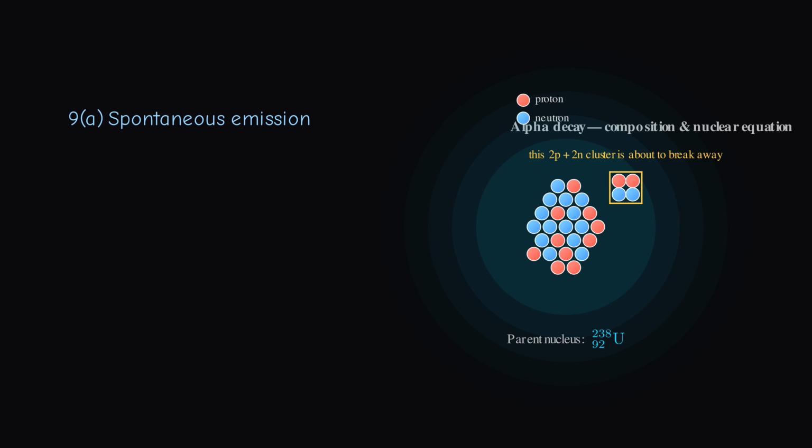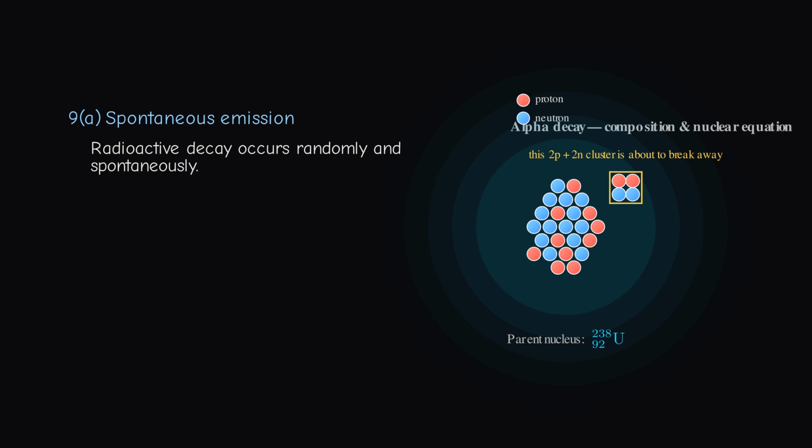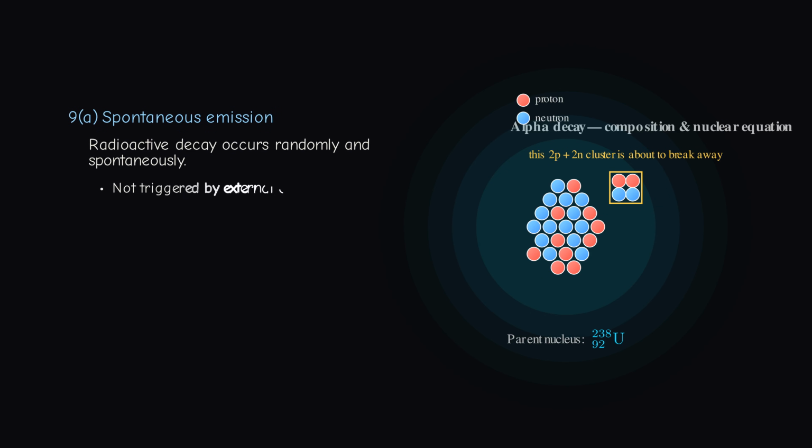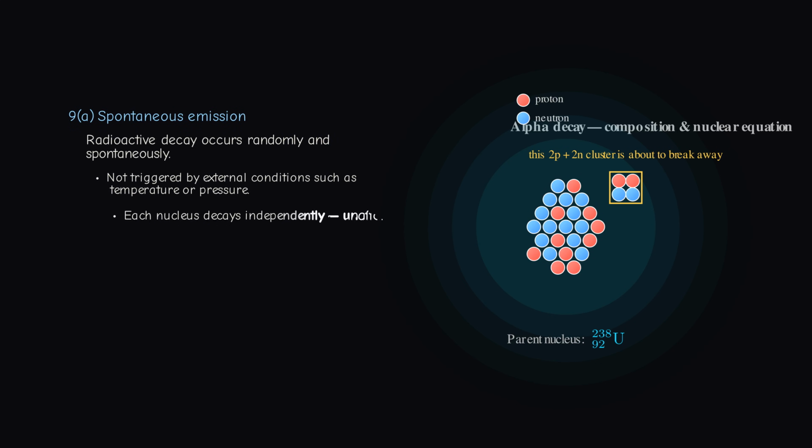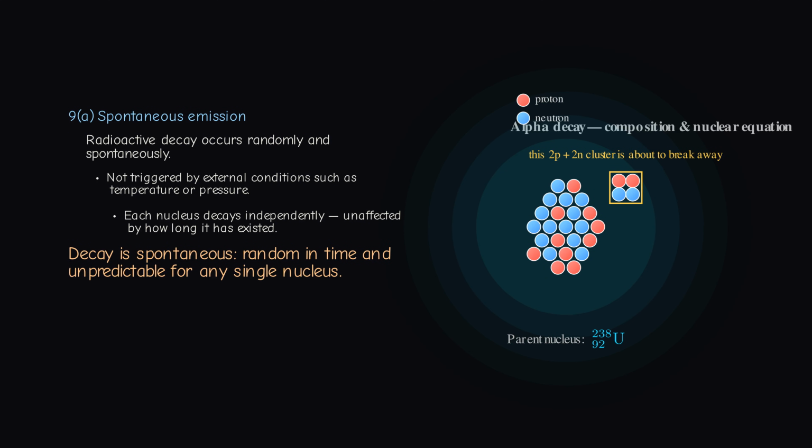9a. Spontaneous emission. Radioactive decay occurs randomly and spontaneously. It is not triggered by external conditions such as temperature or pressure. Each nucleus decays independently, unaffected by how long it has existed. Decay is spontaneous, random in time and unpredictable for any single nucleus.